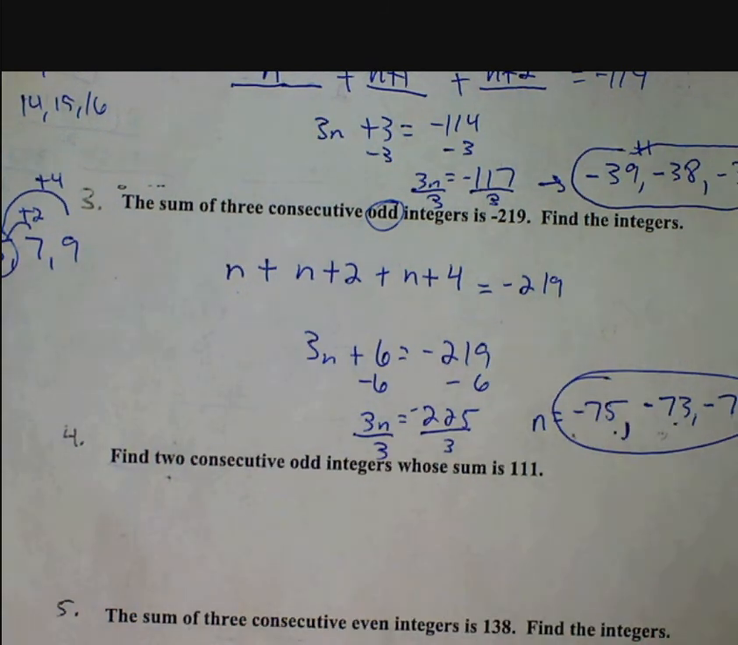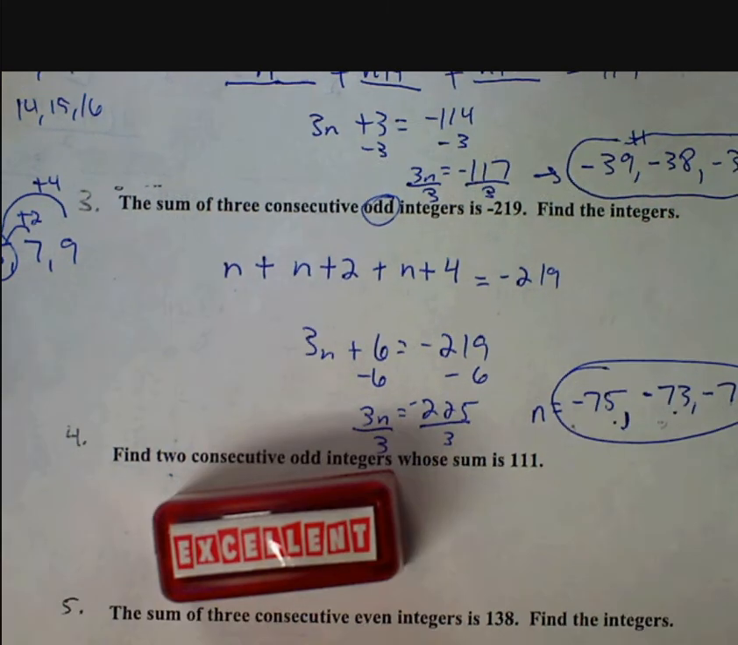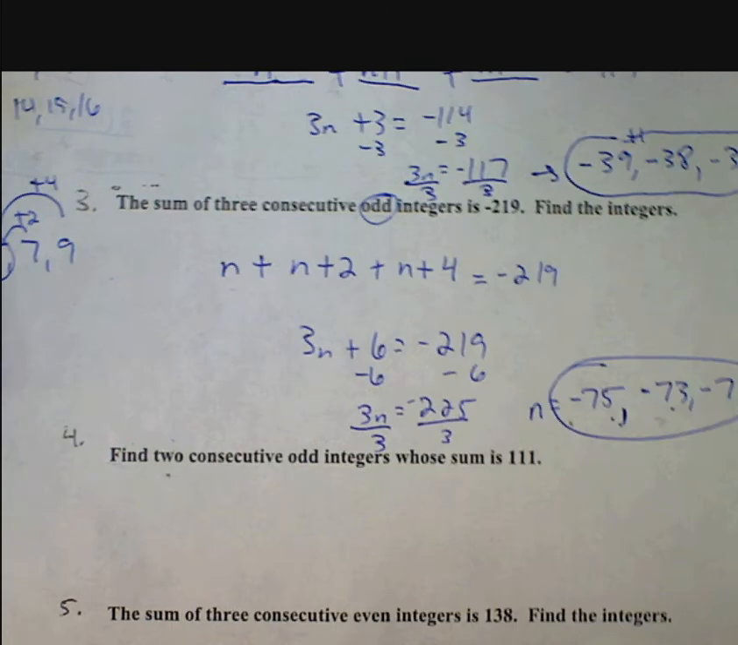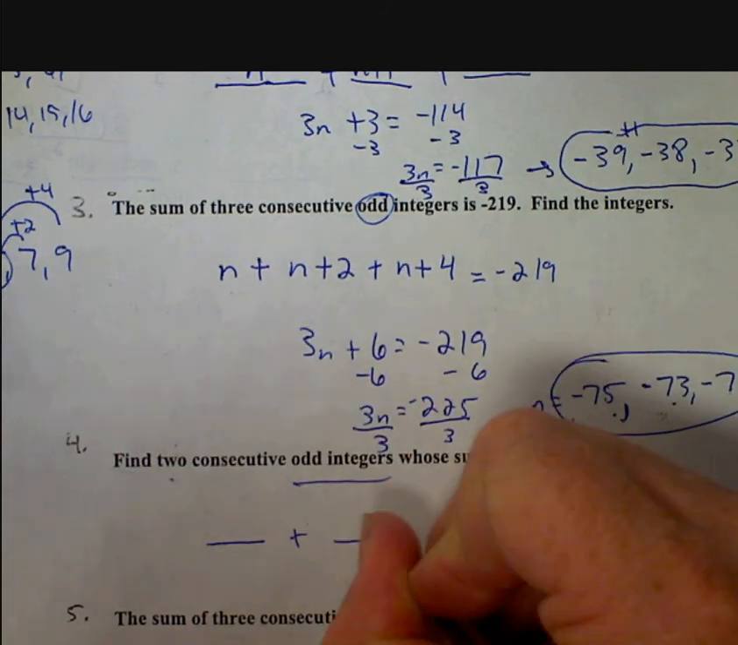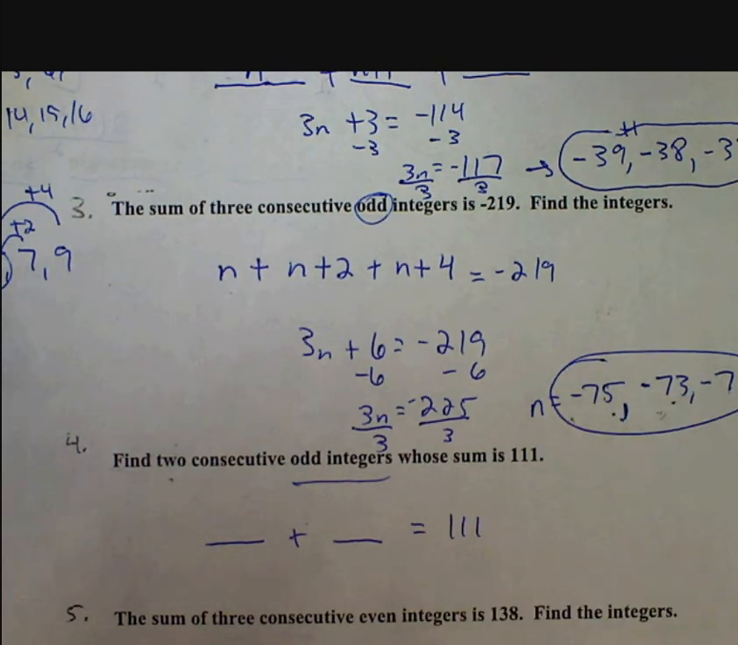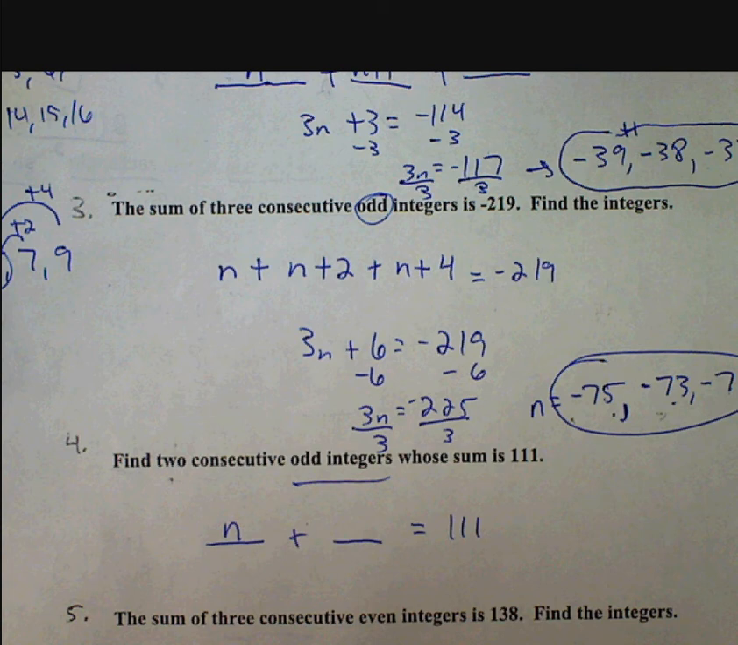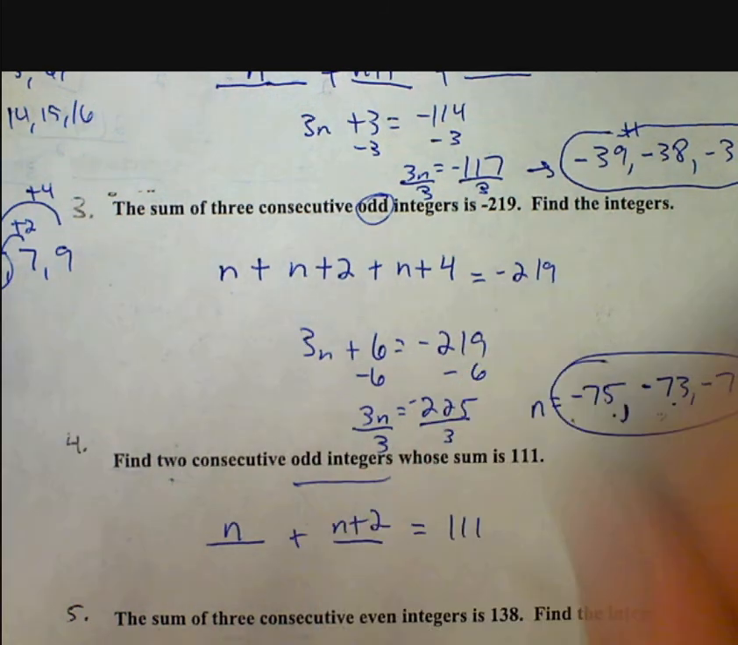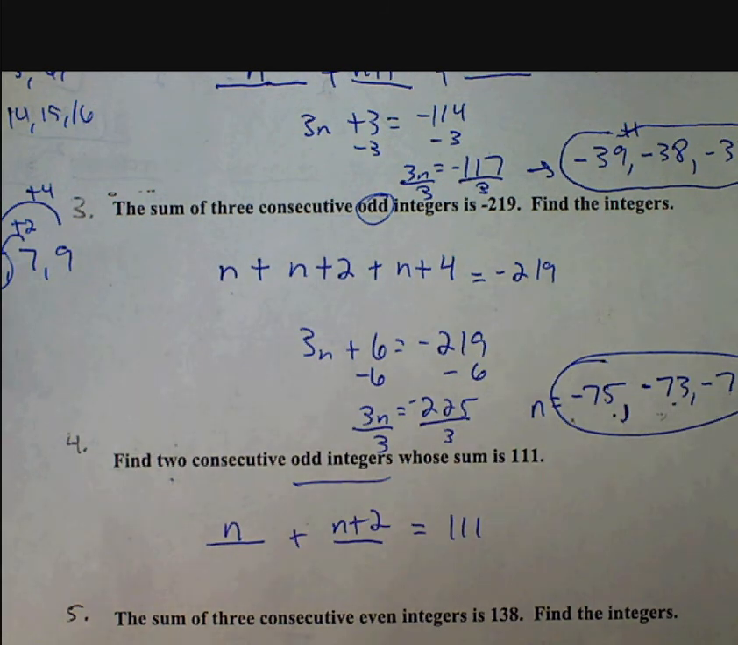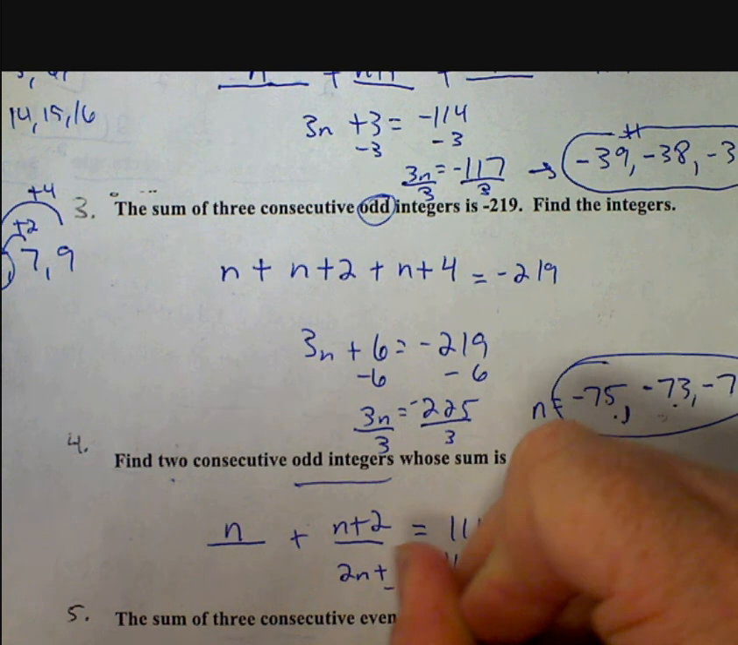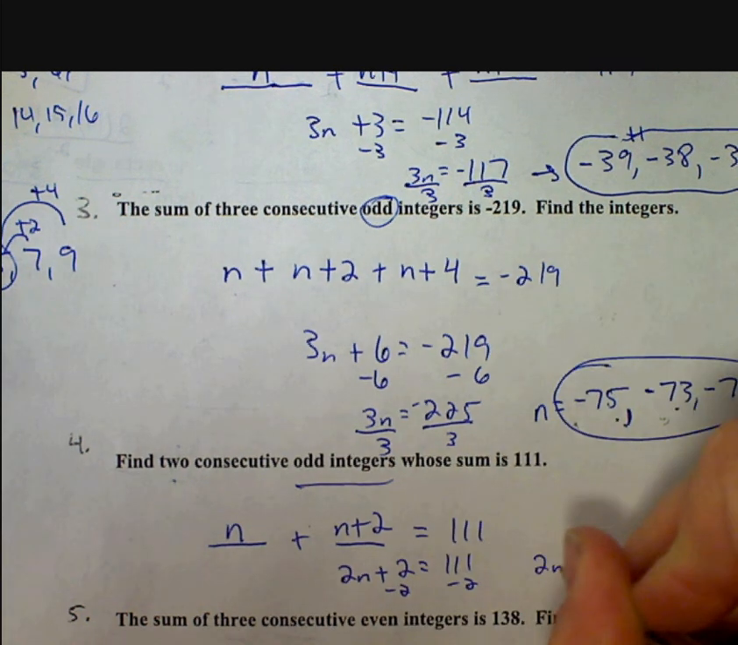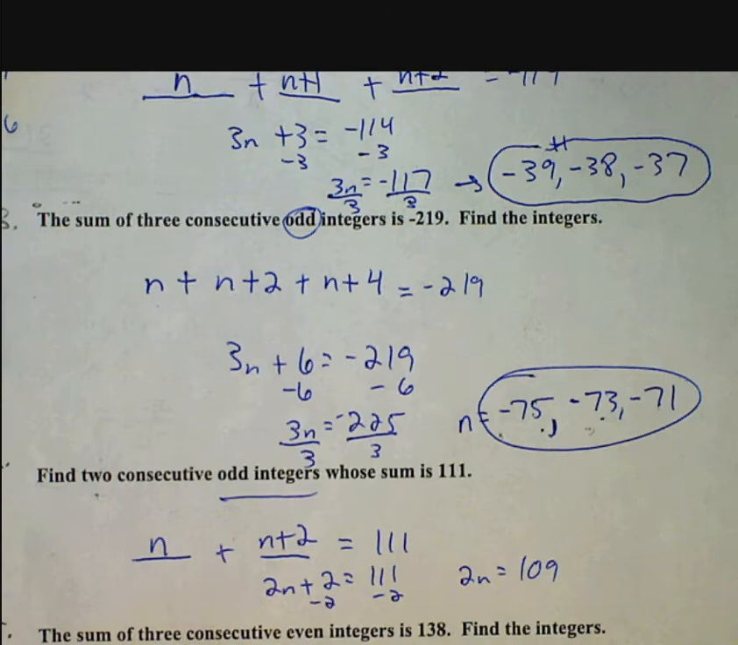Go ahead and pause the video here and at least try this if you have not been pausing it before. You should have been pausing it before. Two consecutive odd integers, 1 plus 2, has to give me 111. If I don't know my first number, I know my second number has to add 2 because I skip 1. This would give me 2n plus 2 equals 111. Minus 2, so 2n equals 109.